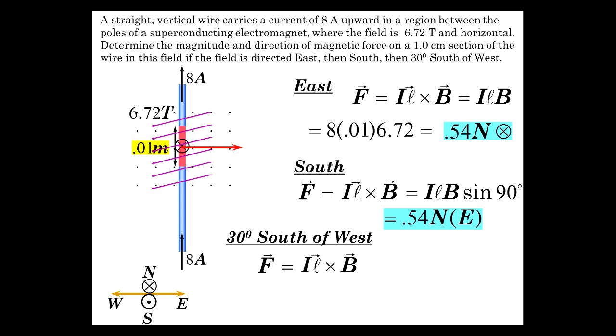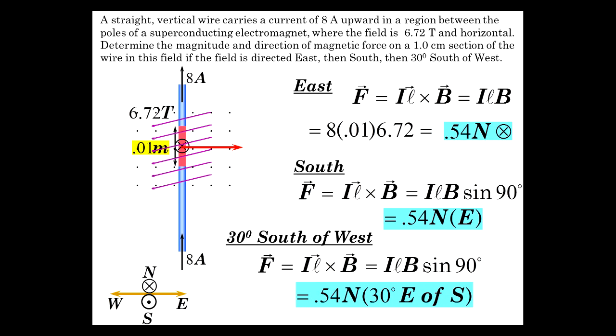So force is IL cross B. But because of what we just did, we still have the magnetic field and current perpendicular to each other. So it's still 0.54 newtons. But now it's 30 degrees east of south. So south would be directly behind you, but then angled off to your left, as I said. So there is another basic example of forces on currents.